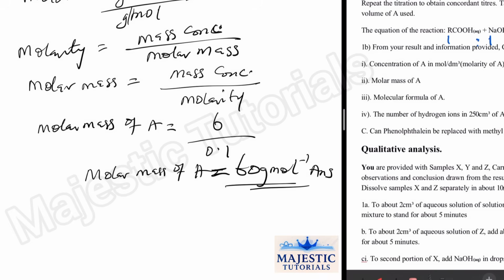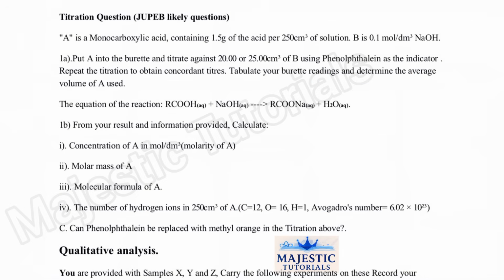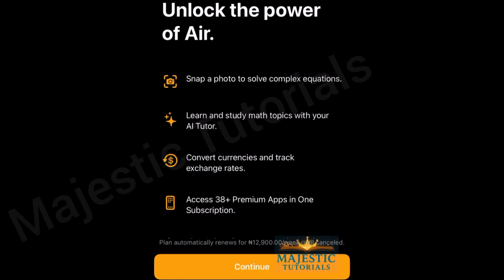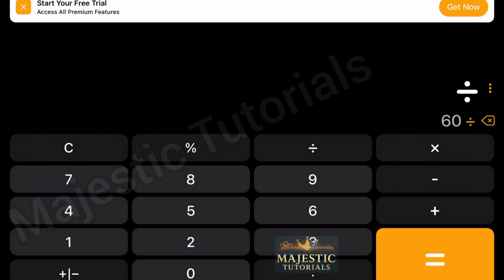To check the calculator to make sure that 6 divided by 0.1 is 60, we have, okay, so divide by, is that 60 or 6? Question said 6.